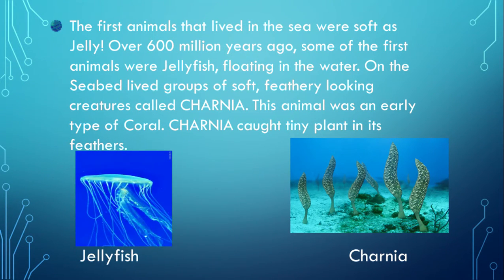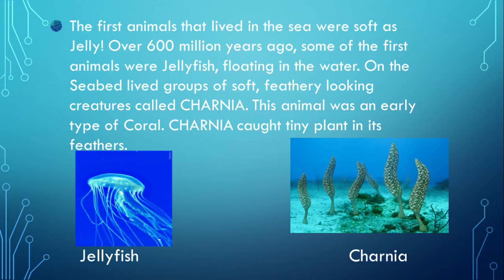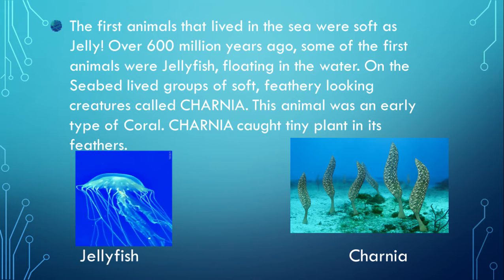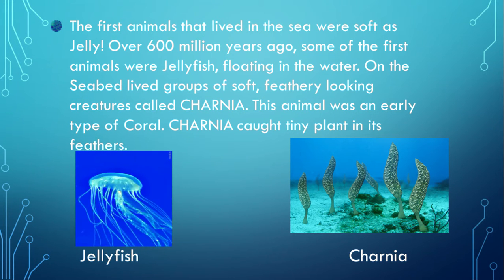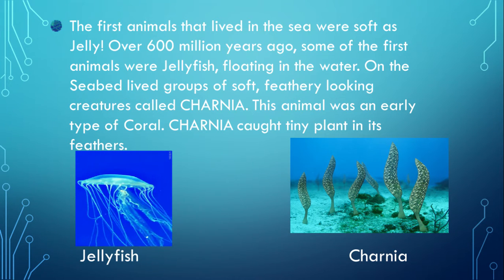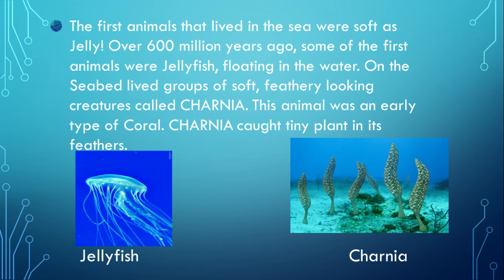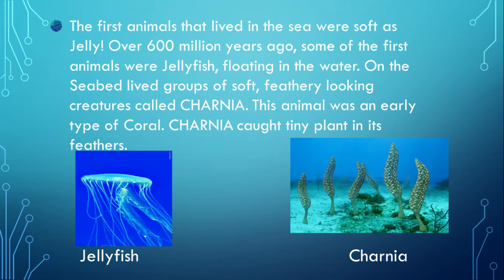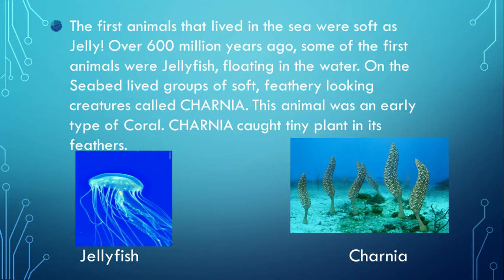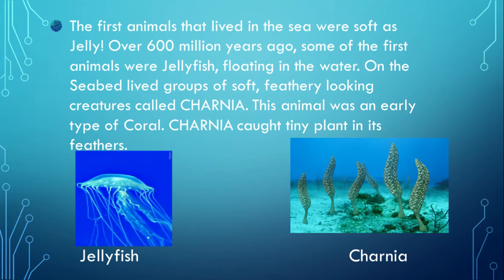Do you know the first animal that lived in the sea? Well, the first animal that lived in the sea was soft as jelly. Over 600 million years ago, some of the first animals were jellyfish, floating in water. On the seabed, there lived groups of soft, feathery-looking creatures called Charnia. This animal was an early type of coral. Charnia caught tiny plants in its feathers.